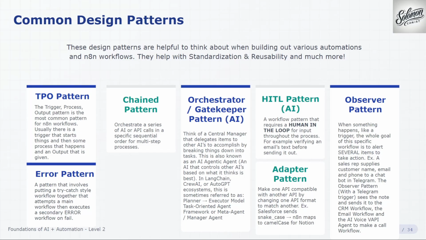The first one I want to discuss is the TPO pattern. All right. The trigger, process, output pattern is the most common one for n8n workflows. And we use that all the time, right? There's a trigger, there's some process that we do, and then there's an output.